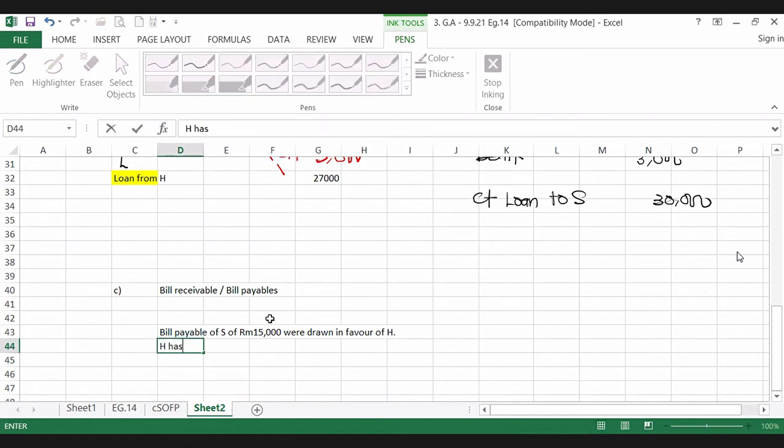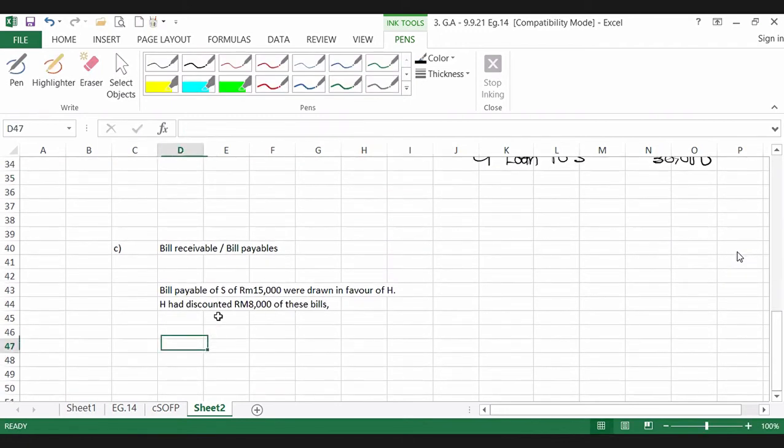In the consolidation worksheet, intercompany bills appearing in the separate accounts of the holding and subsidiary companies are cancelled out in the consolidated statement of financial position. Continue. If intercompany bills were discounted, the cancellation of the intercompany bills is limited to the undiscounted bills only. Once again, repeat for this one.